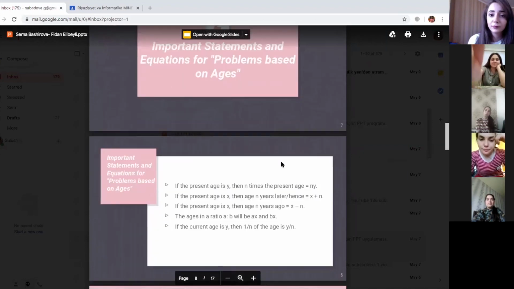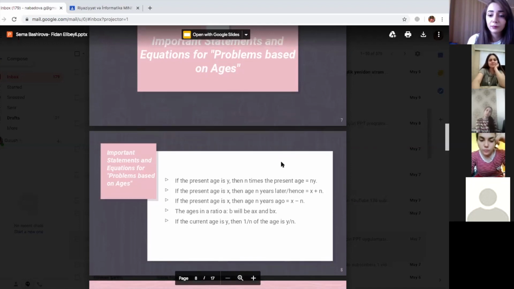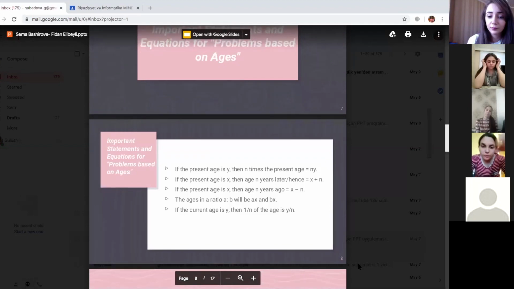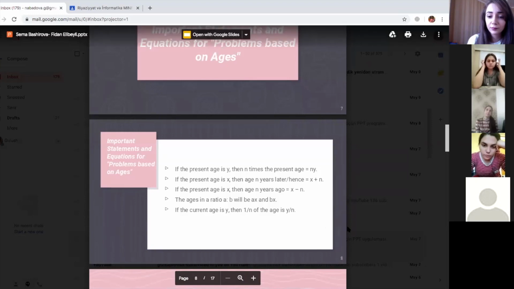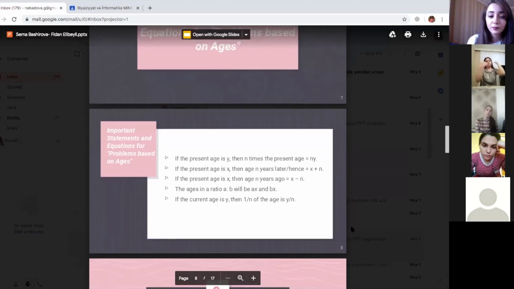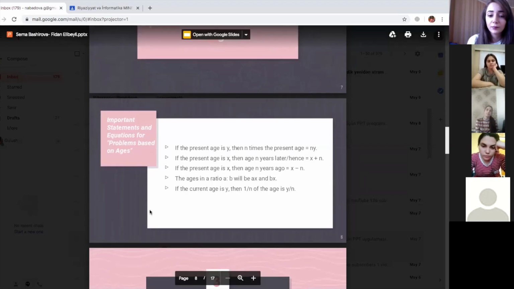Important statements and equations for problems based on age. If the present age is y, then n times the present age equals ny. If the present age is x, then the age n years later or hence equals x plus n. If the present age is x, then the age n years ago equals x minus n. The ages in a ratio a to b will be ax and bx.